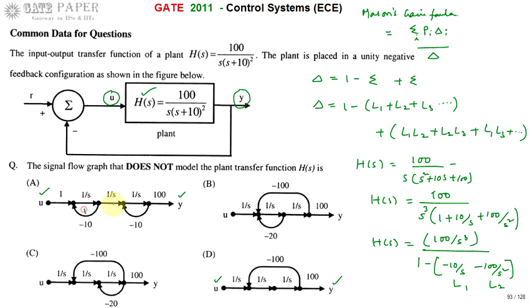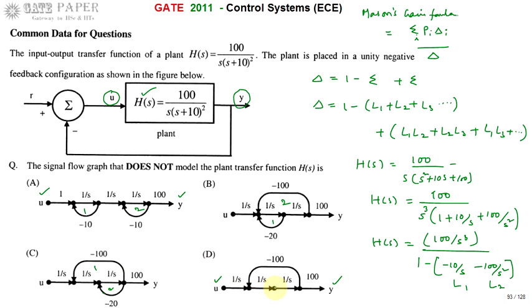Now look at this one. It consists of two loops, so this is modeling H(s). If you observe this one also, this is the first loop and this is the second loop, so this also models H(s). Here also this is the first loop and this is the second loop. So this also models the H(s) transfer function.